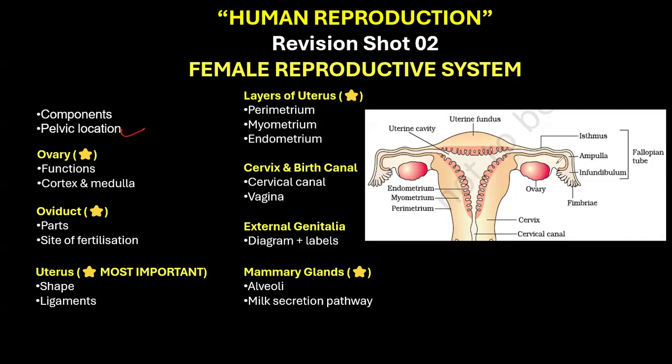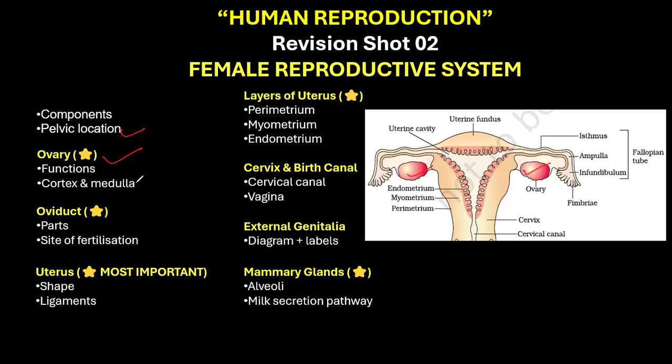These structures are structurally and functionally integrated to support ovulation, fertilization, pregnancy, childbirth, and lactation. Now, when we talk about ovaries first, this diagram is very important. It is given in your textbook. These are the primary female sex organs. This question has been asked many times: which of the following is the primary sex organ in females? The ovary is the primary female sex organ.